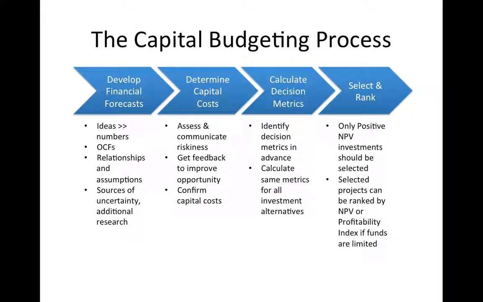The next step would be to determine capital costs. So you're going to assess and communicate the riskiness. You're going to show that to investors. You're going to get feedback from them on ways that you can either address the riskiness or not. And ultimately, you're going to come to some sense with them on if they were going to fund the project, the terms under which they would fund it, and that would determine your capital costs. And we just went through that shortly before this when you did your capital negotiations.